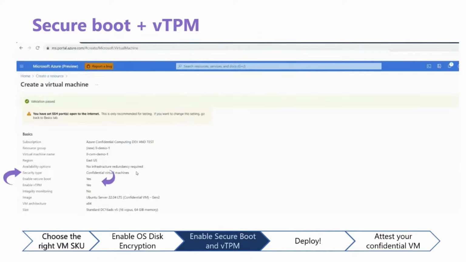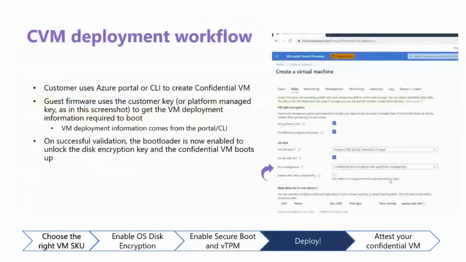Perfect. That makes deployment pretty seamless. What happens once we click the deploy option? Yes. So we have covered the various technologies that are relevant in the context of confidential virtual machines. Now, once you choose the OS disk encryption, make sure that you picked up all the necessary settings while creating the virtual machine.